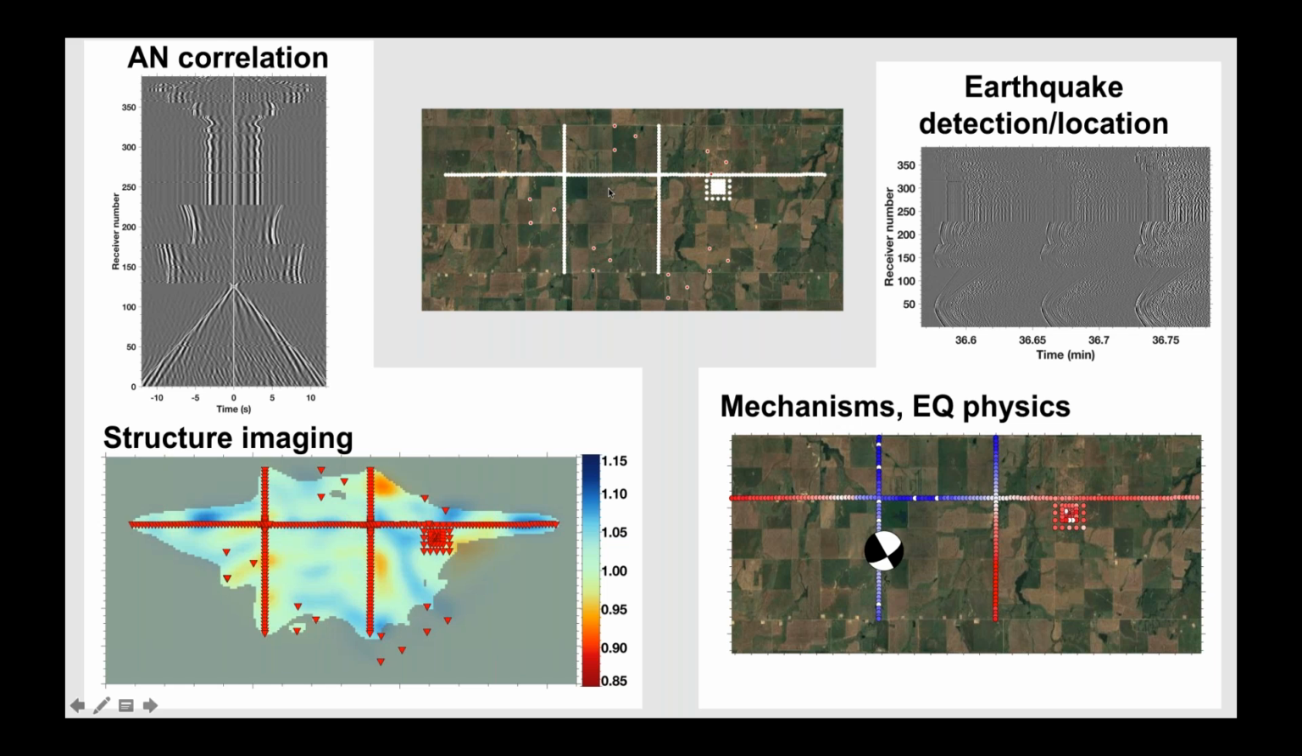And also we can use the background noise for the ambient noise correlations, and we need to be careful because the shape is not very ideal for imaging or tomography, but we can use these ambient noise correlations for the imaging of the structures and finding the very small features.